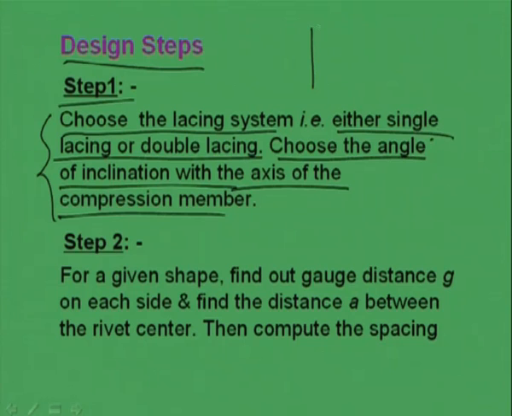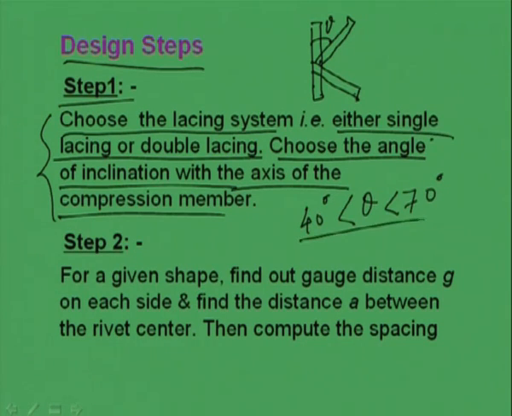Angle of inclination means, if this is the compression member and this is the lacing, then what is the angle of inclination? Theta. And for this theta, the code provision has told that theta should be less than 70 degree and greater than 40 degree. So, we have to choose a theta angle of inclination between 40 to 70 degree.